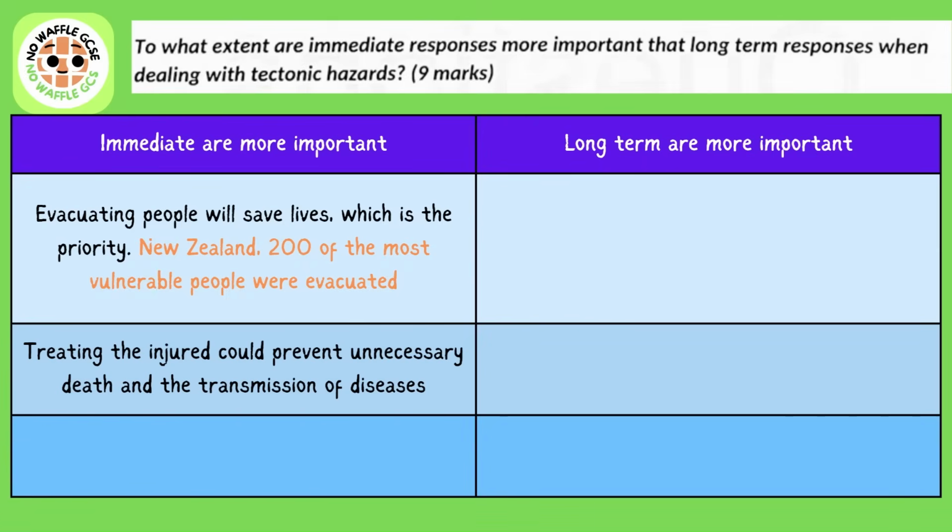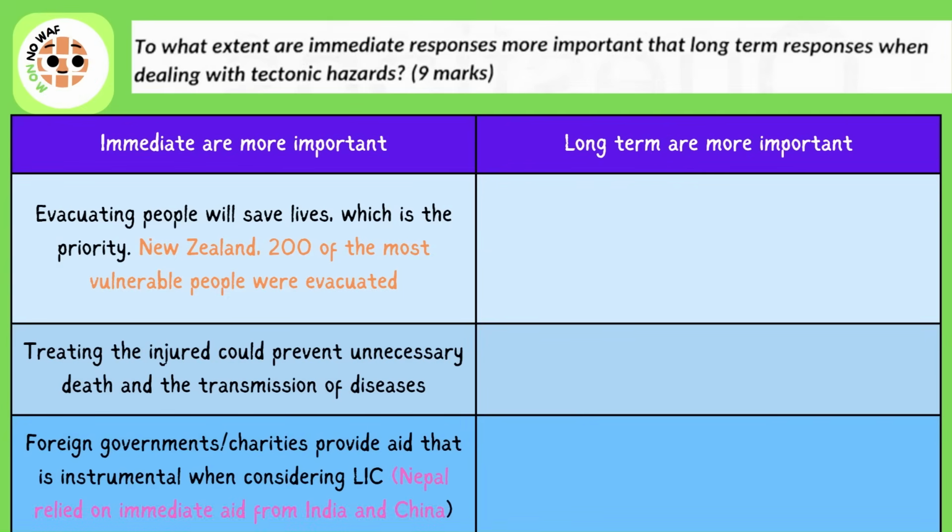Another immediate response, treating the injured. This could prevent unnecessary death and the transmission of diseases. So the transmission of diseases is actually a secondary effect. So you can talk about how immediate responses can actually limit not just primary but also secondary effects so that you won't have to have long-term responses.